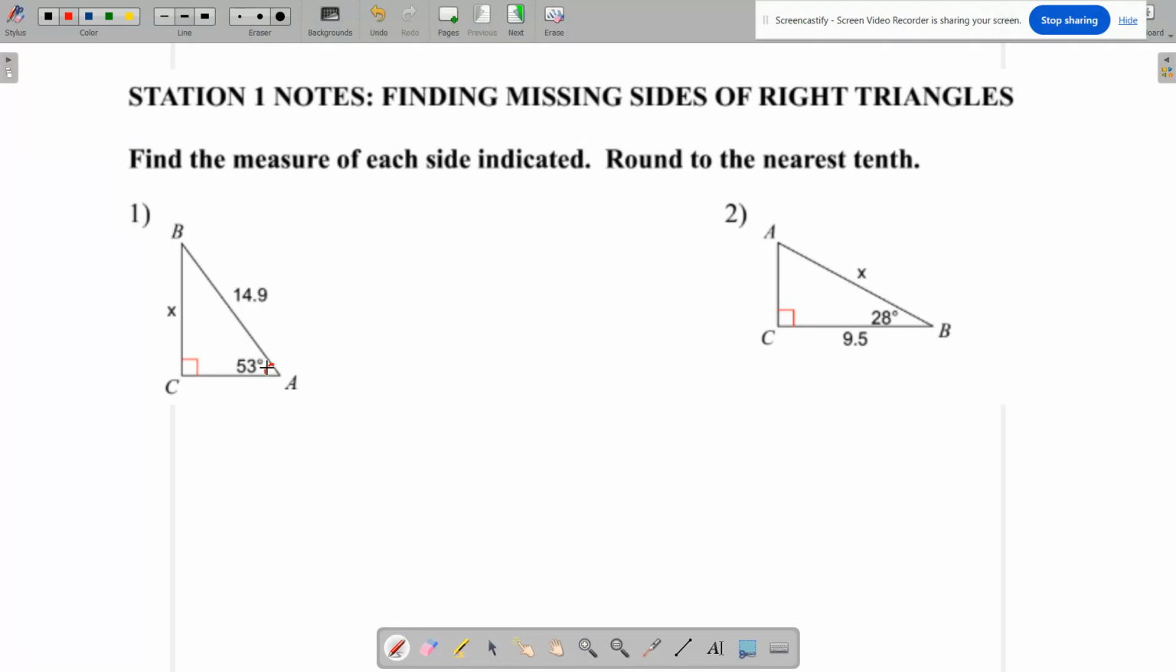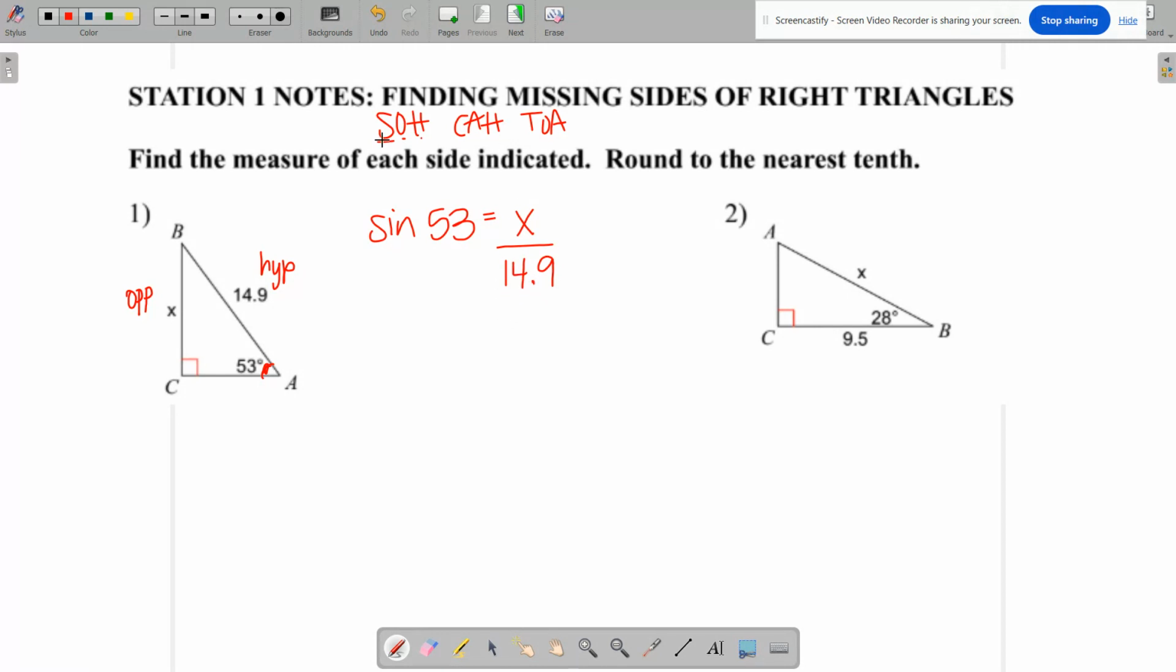Based on wherever your angle is, you need to label the sides accordingly. Since 53 degrees is here, the side across from it is the opposite side. And across from the right angle, we know this is the hypotenuse. This side isn't being used, so I need to figure out which trig function uses the opposite and the hypotenuse. Thinking about SOH CAH TOA, we know that sine of an angle gives us opposite over hypotenuse. It's always the sine of an angle. So the sine of 53 degrees should equal the opposite side, which is x, over the hypotenuse, which is 14.9. Our job is to solve for x.